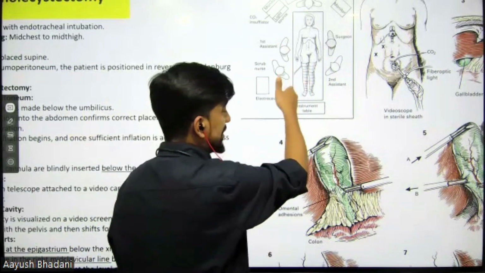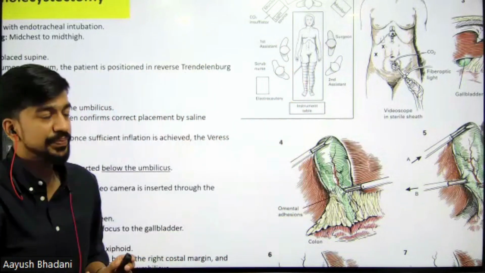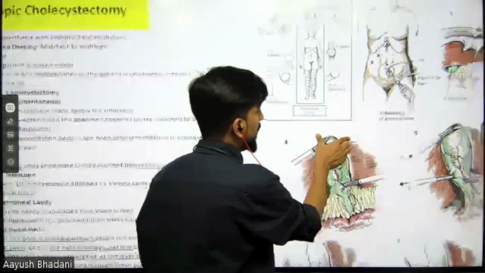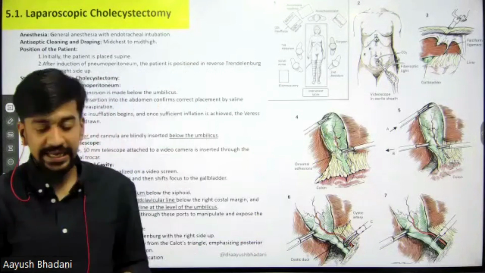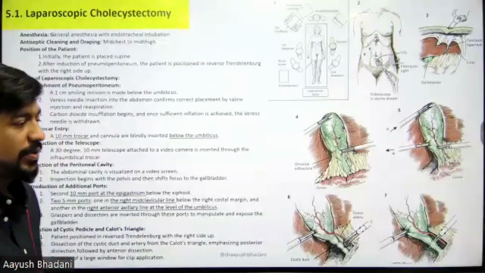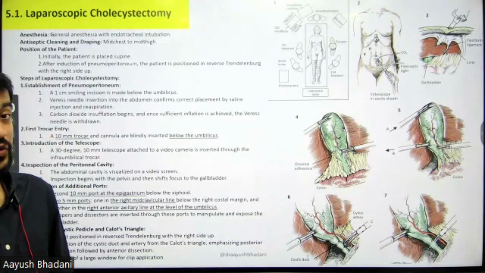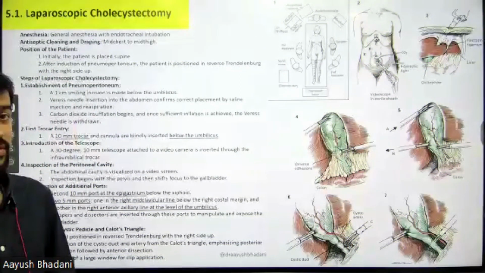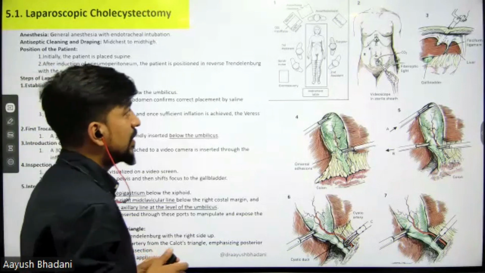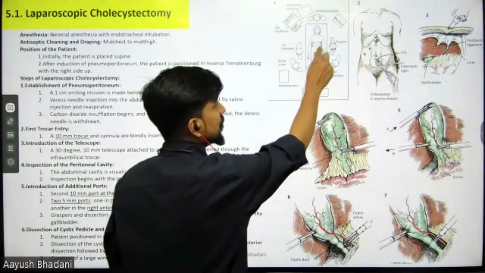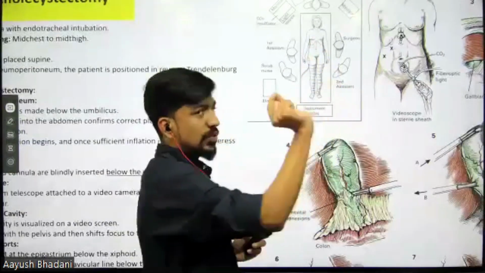And then we need to go inside the abdomen. How? For going inside the abdomen, we need to create something known as the pneumoperitoneum. Pneumo, air, peritoneum, inside the peritoneum. Do we insert air? Do we insert helium? No. We insert something known as carbon dioxide. As simple as that. So we put an incision just below the umbilicus, small incision.